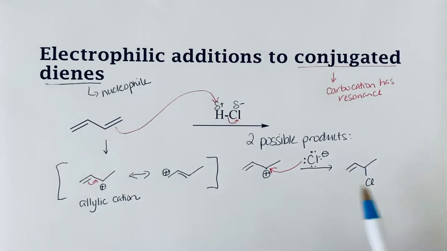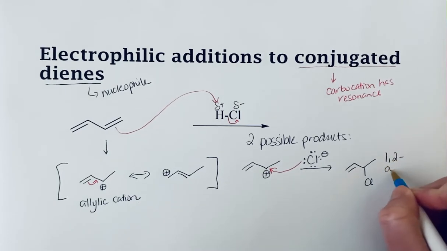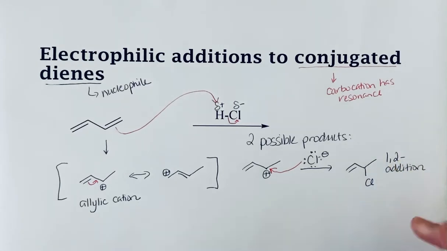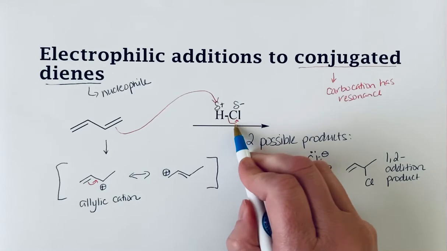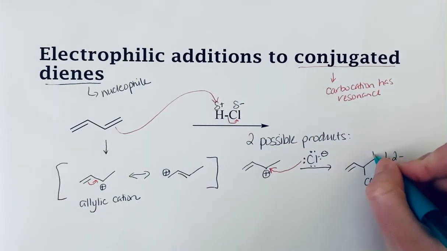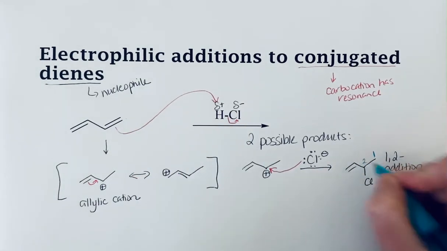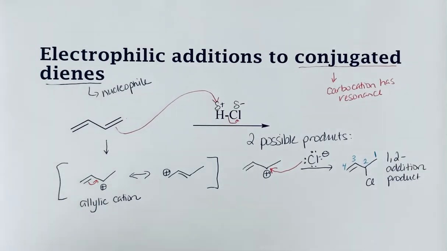And so we call this product the 1,2 addition product. And so these numbers are indicating where the hydrogen and the chlorine added relative to each other. So if we number the carbon chain, on carbon 1 is where the hydrogen added, carbon 2 is where the chlorine added. And so that is why it is called the 1,2 addition product.